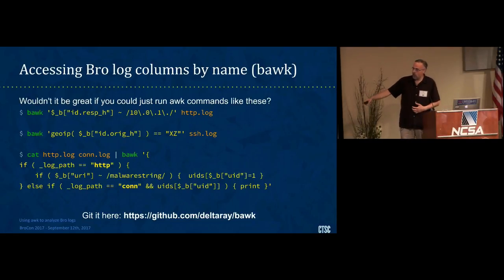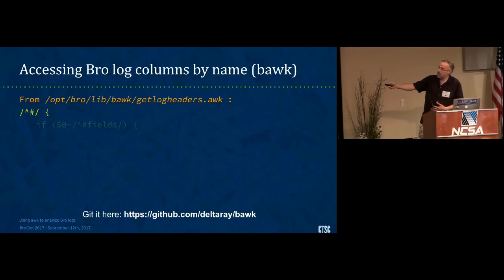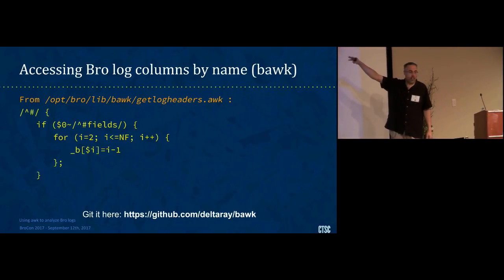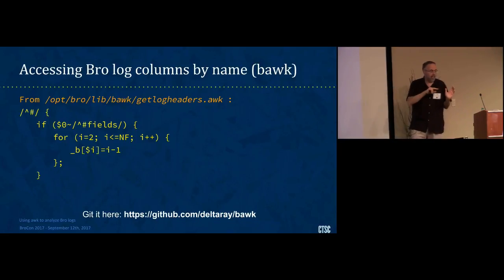So I made this program called BroOc, which does this. It's basically just a wrapper around the awk script, which does all the heavy lifting. And here's how it does it. It actually looks for the log headers, the fields line in the log headers, and then loads all those values into an array. It doesn't do this for every single line. It only does it for the header line.